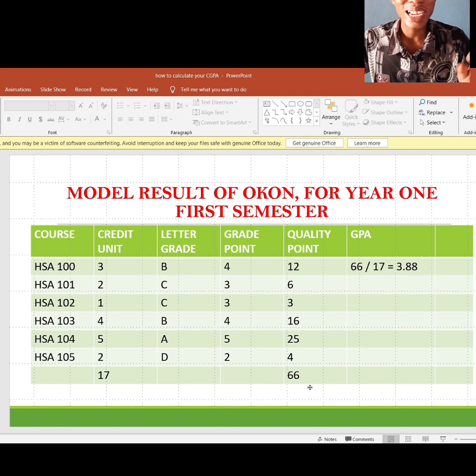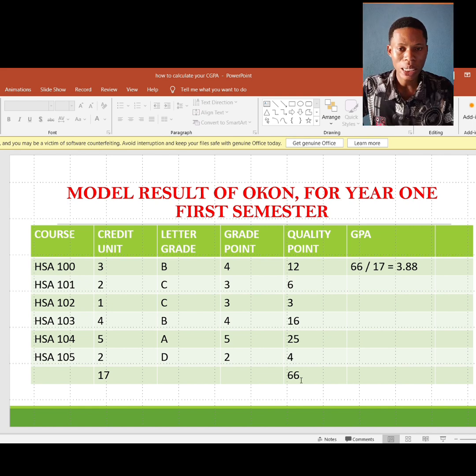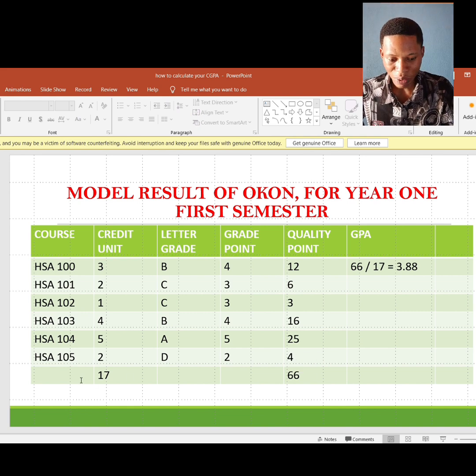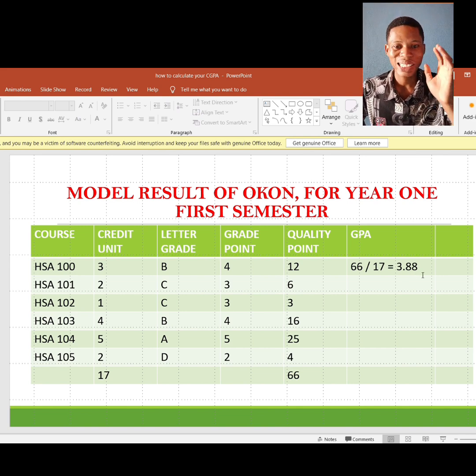Now to get the grade point average, the GPA for that semester, what you need to do is this: 66, which is the total quality point, you divide by 17. 66 divided by 17, that's 3.88. So for that semester, Okon was on 3.88. That is his GPA for that semester.